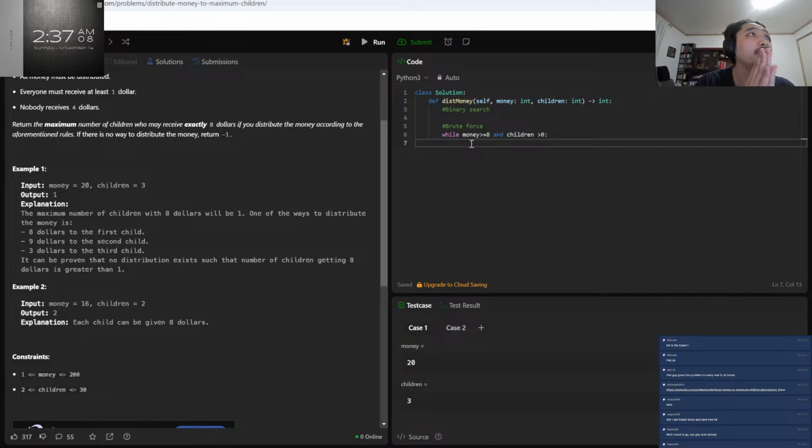Oh, wait a second. Can I do modulo to make it quicker? If I use modulo, I will get the final answer. Oh, I might use modulo, so it's not that brute force anymore.